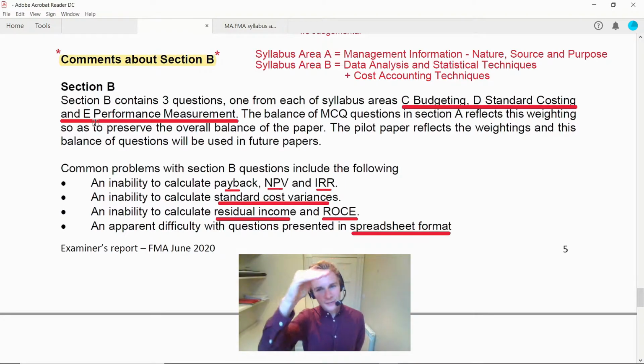So you can see as we've been going through, we've had the syllabus areas noted on here as well. The main things on here, we've got management information, nature, source and purpose is syllabus area A. And depending on which provider you have, some are interlinked with others, but these are the generic overview ones, where syllabus area B is data analysis, statistical techniques, cost accounting techniques as well, with budgeting, standard costing and performance measurement on there.